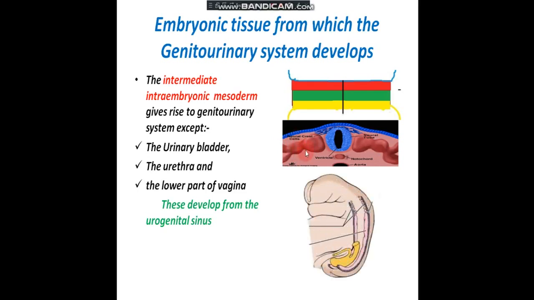Now, after further development, if we look at the lateral view of the embryo, we can see the intermediate mesoderm extending from the cervical region into the sacral region. Here the yellow area is basically the cloaca, which is continuous anteriorly with the allantois, and posteriorly it becomes continuous with the hindgut.